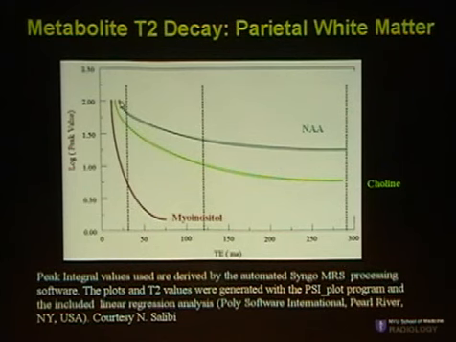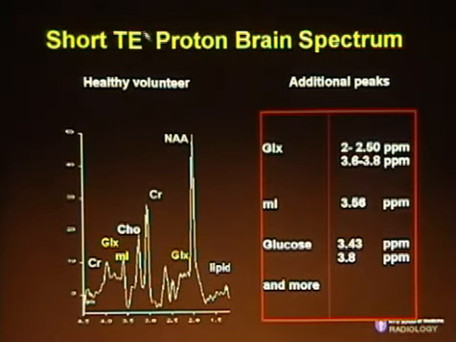If we were to do longer echo time, so 135, 140 milliseconds here, you would see that you'll still see some NAA and choline, but you won't see any more myo-inositol or glutamate because these have decayed very rapidly. So that's a reason why a short echo time spectrum like this looks very different to an intermediate or long echo time spectrum.